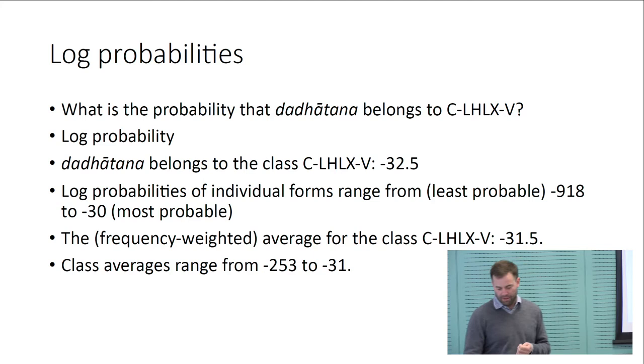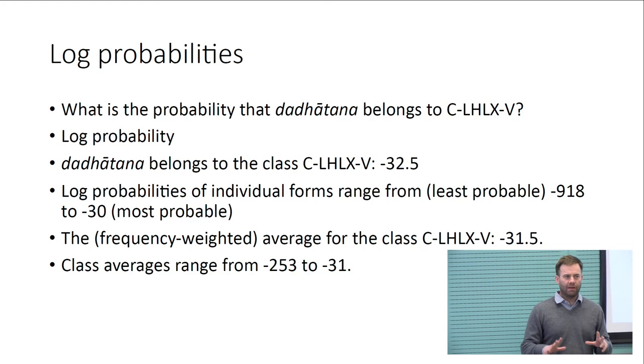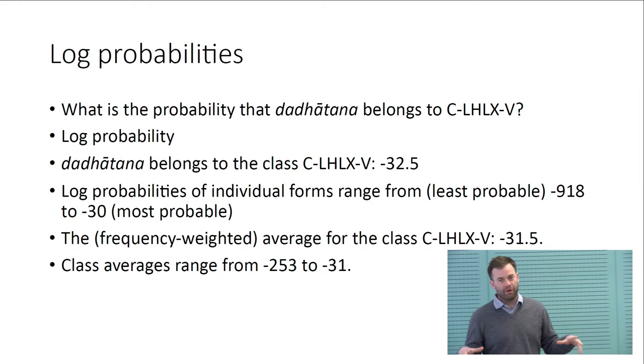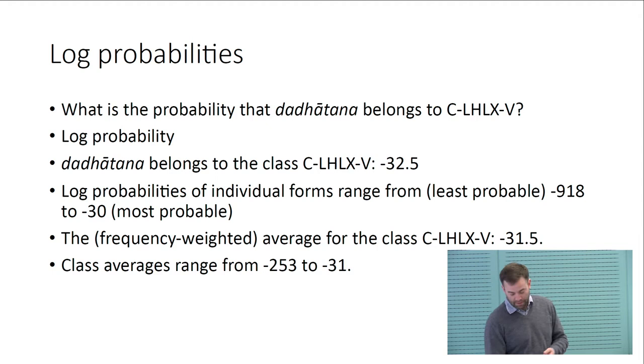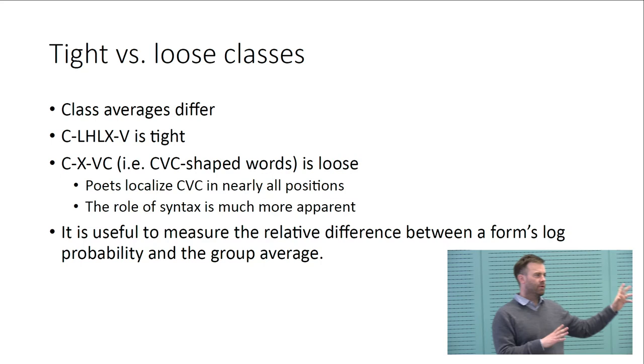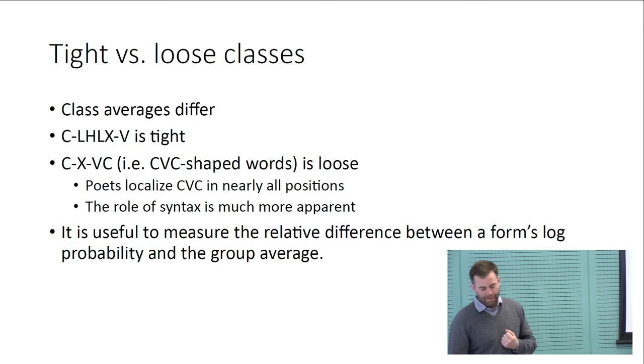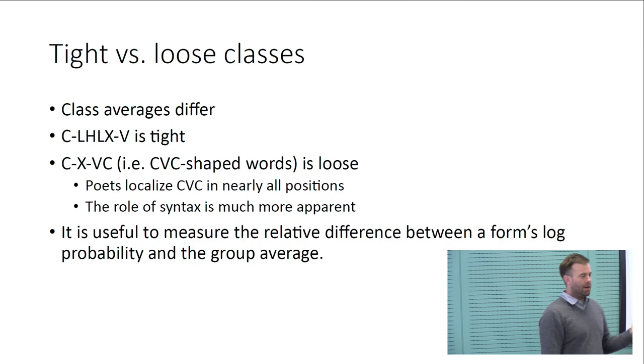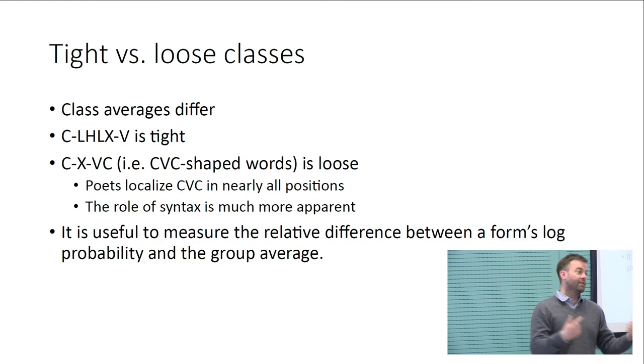Now, because of differences in shape and so forth, classes' averages are very different from each other. They range from -250 roughly to -30. And that's because of what I refer to as tight and loose classes. The one that we just looked at is tight in the sense that there are only a few places where the poets can fit them into the verse. And something like CVC-shaped monosyllables, with a short vowel, they put those in almost any position in the verse. And so it's in these loose classes that you really get to see the other things that are determining word order in the Rig Veda, like syntax.